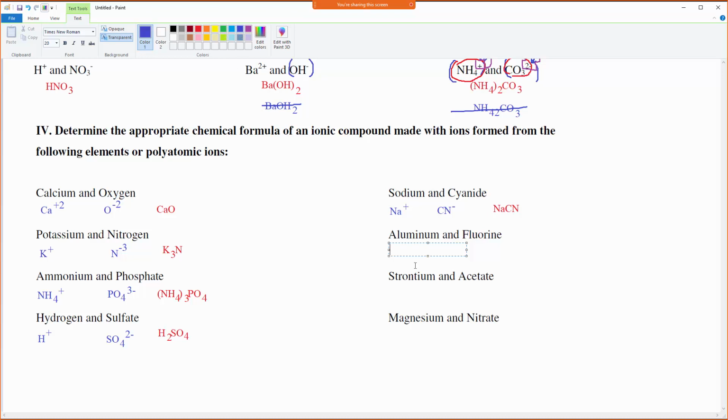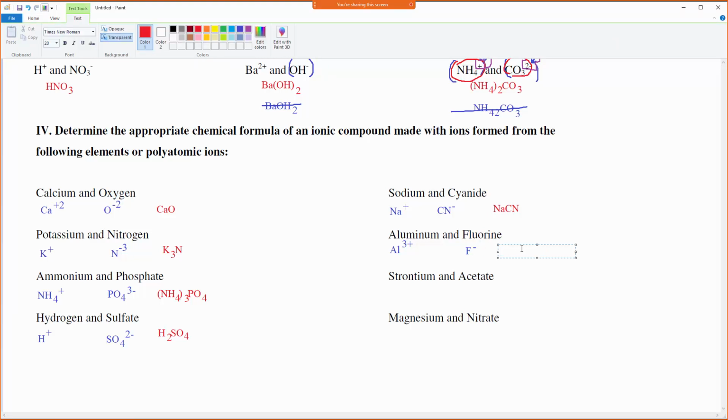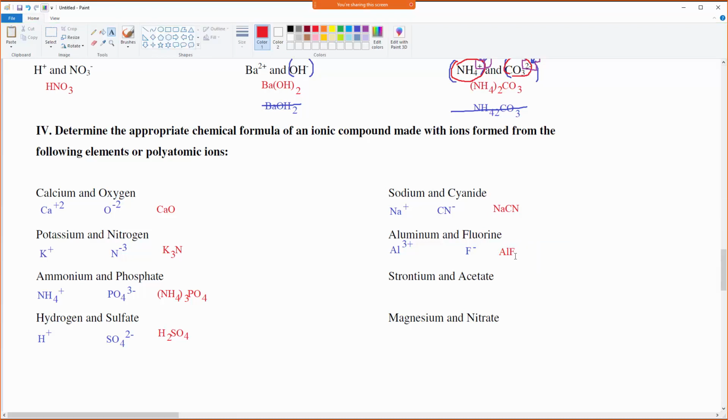What about aluminum? Al, the 3+ charge. And fluorine, F, the 1-. Perfect. So I put those together and I should get AlF3. Perfect.